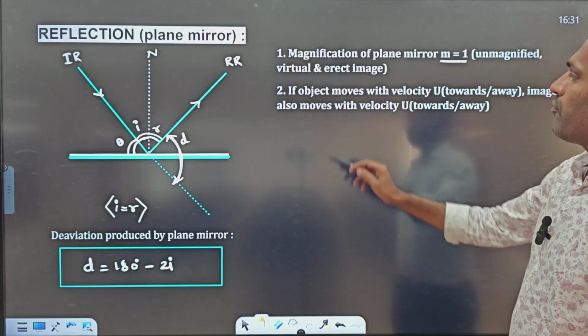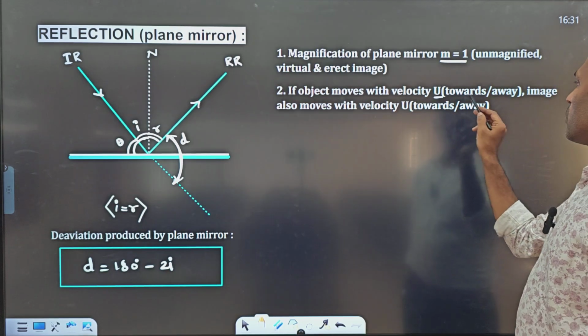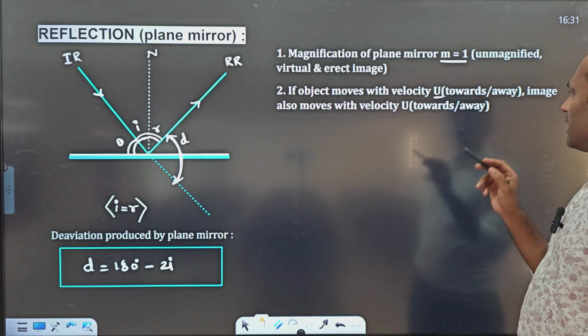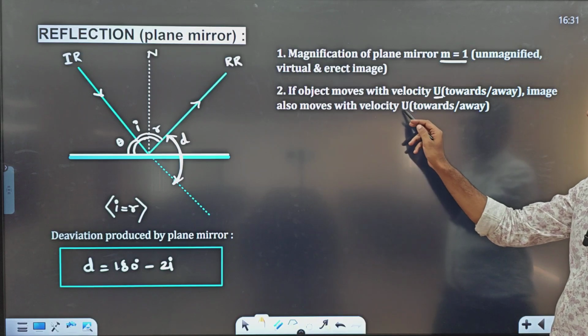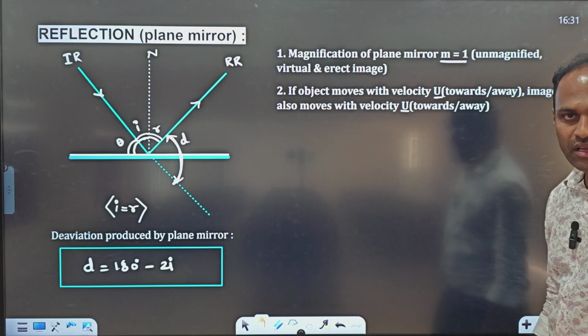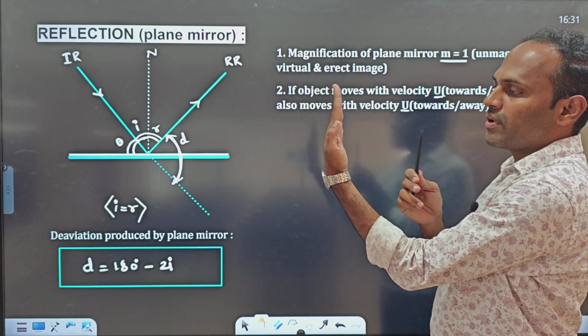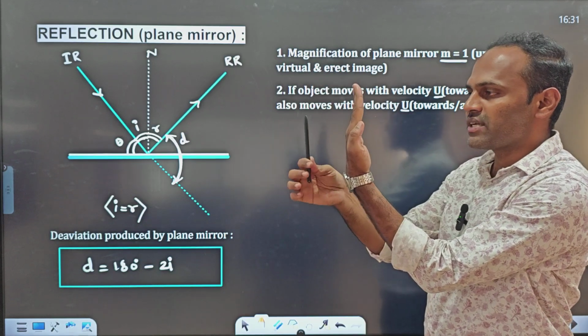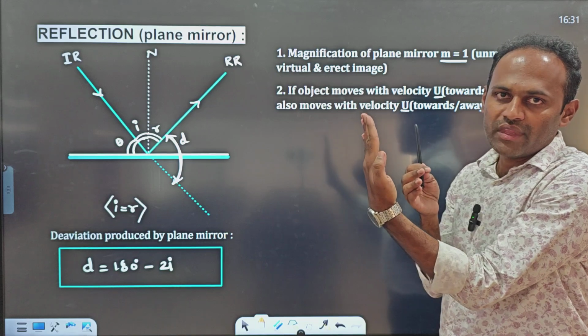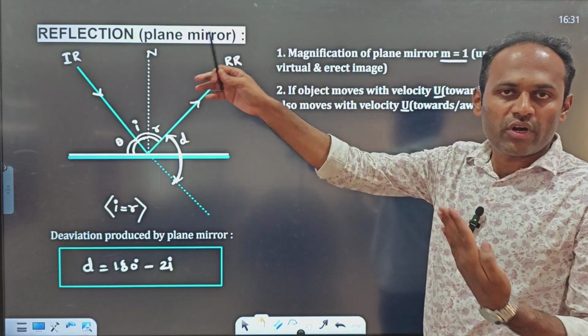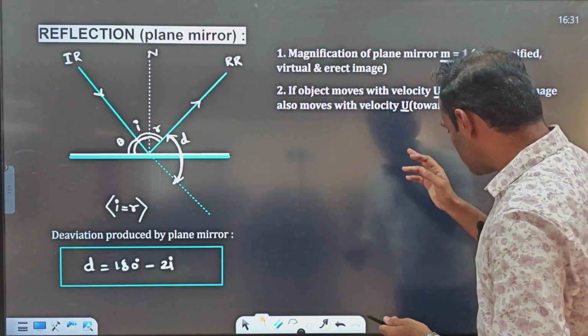Next point is, if an object moves with velocity u towards or away from the mirror, then the image will also move with velocity u towards or away from the mirror. If you start moving an object towards the mirror at 20 meters per second, the image will also move towards the mirror at 20 meters per second. If you move it away, the image will also move away from the mirror, right? That is the meaning of that point.